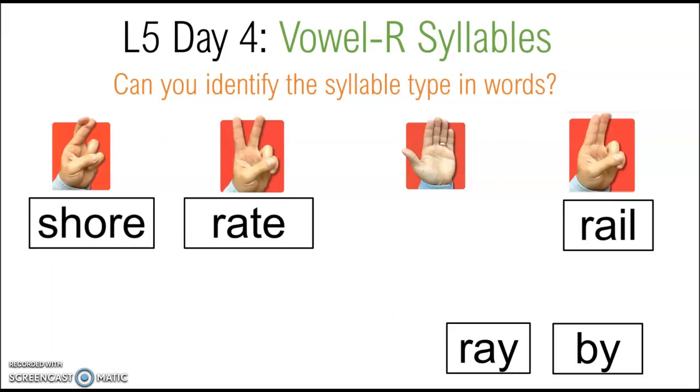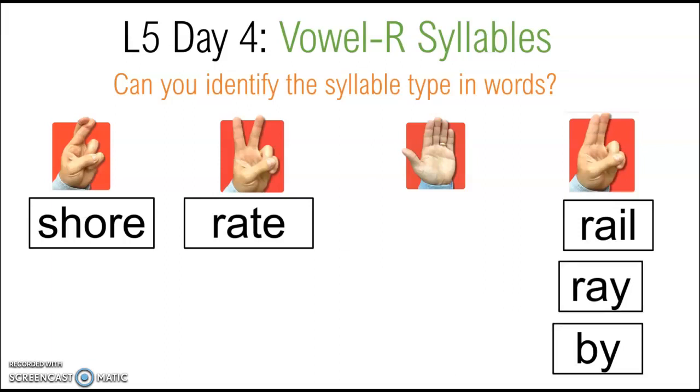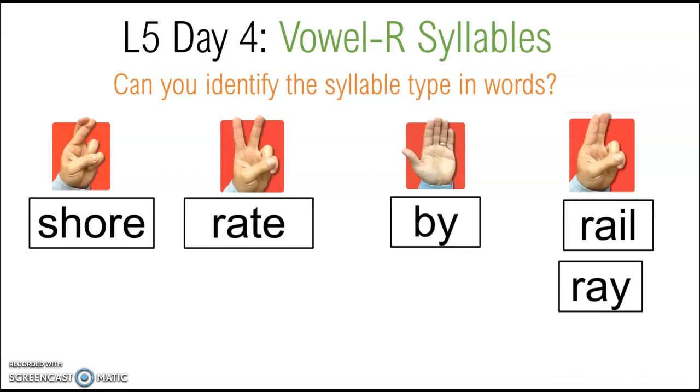Shore is the R-controlled syllable. Remember, O-R-E can make the OR sound. So that is R-controlled. Next is ray, and that is a vowel team. A-Y work together to make the A sound. Your last word is by. Now, by is an open syllable because it has the Y, and the Y is your vowel this time. And the Y is making the I sound because this is an open syllable word.